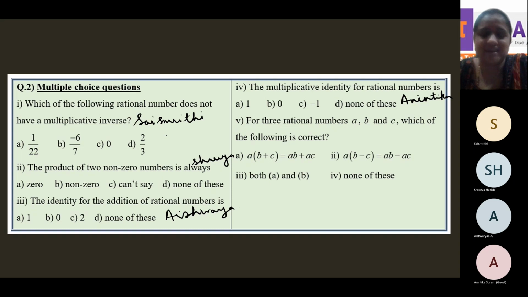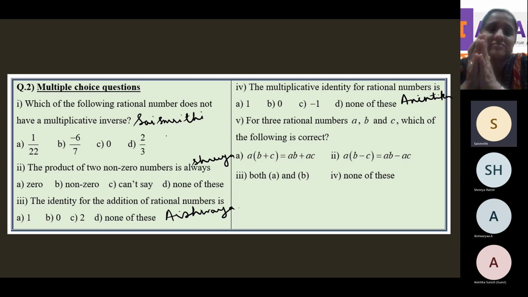Yeah, Shreya, go on. Ma'am, the second one is non-zero, ma'am. No. We're talking about the first one. Who can justify? Sai Smriti, do you want to take it up again? Yes, ma'am. This is because the inverse of 0 is not defined in the number system. Okay, somebody else can try. I'll come back to you, Sai Smriti.